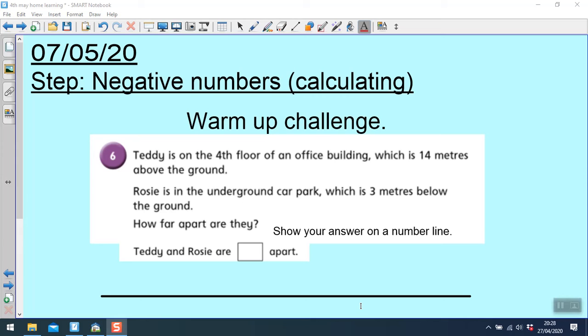Hi Cambridge class, this is our final lesson on negative numbers this week, and we're going to focus again on calculating like yesterday. Here is your warm-up challenge.